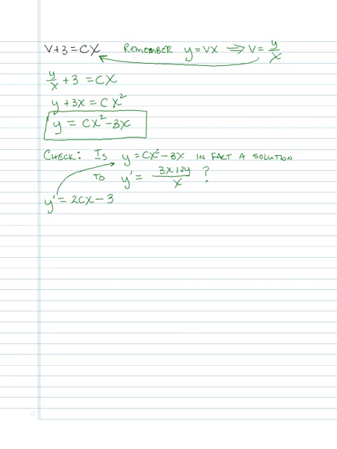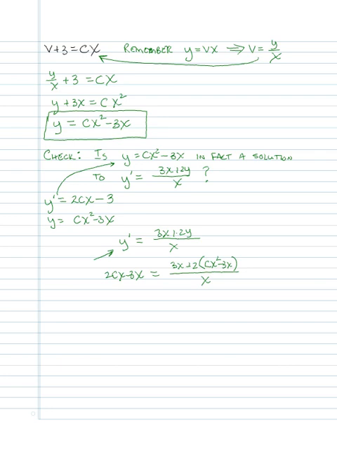Now, also remember, we've got y is equal to cx squared minus 3x. That's where that came from. So we take the original differential equation, and we replace y prime with above and y with above. That is, we replace y prime with 2cx minus 3x. And on the right side, we replace y with cx squared minus 3x. Of course, all that right side is divided by x. Let's see where this leads us.